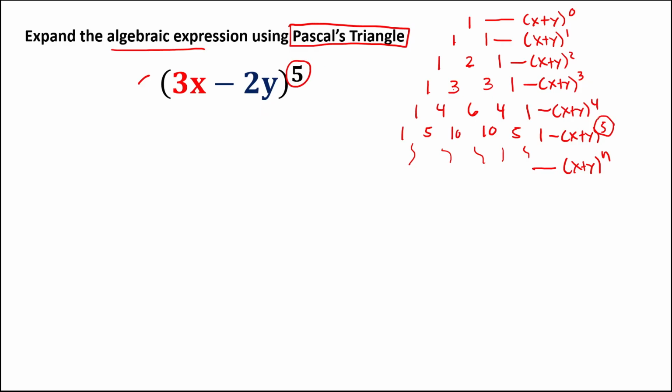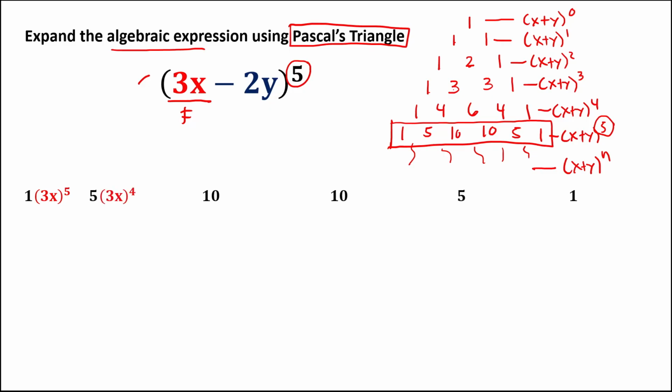So from this given, to expand this expression using Pascal's triangle, since the exponent is 5, we have this row for the exponent 5, and these are the numerical coefficients. So we have 1, 5, 10, 10, 5, and 1. Then for the first term, we have 3x, so start with 3x to the power 5. Then in descending order for the exponent, we have 3x to the power 4, 3x to the power 3, 3x to the power 2, and 3x to the power 1.